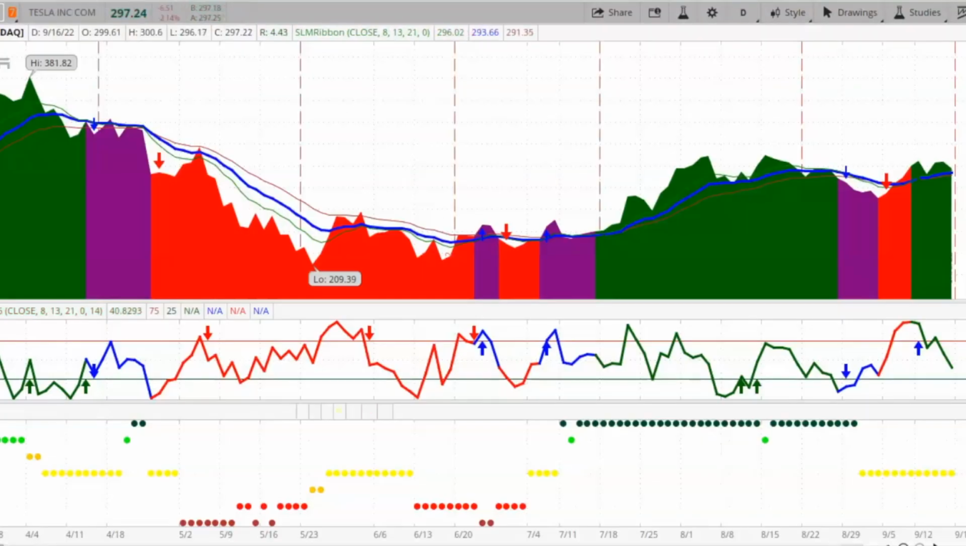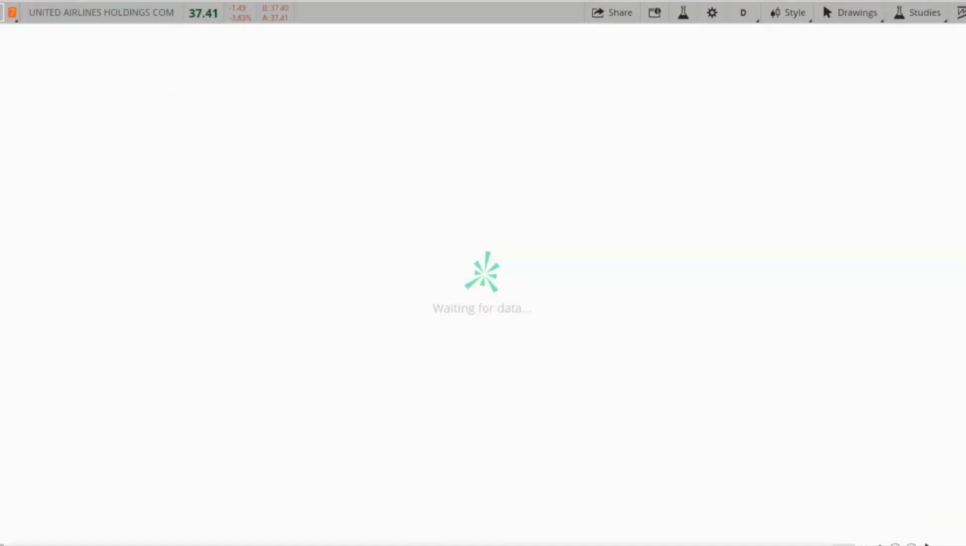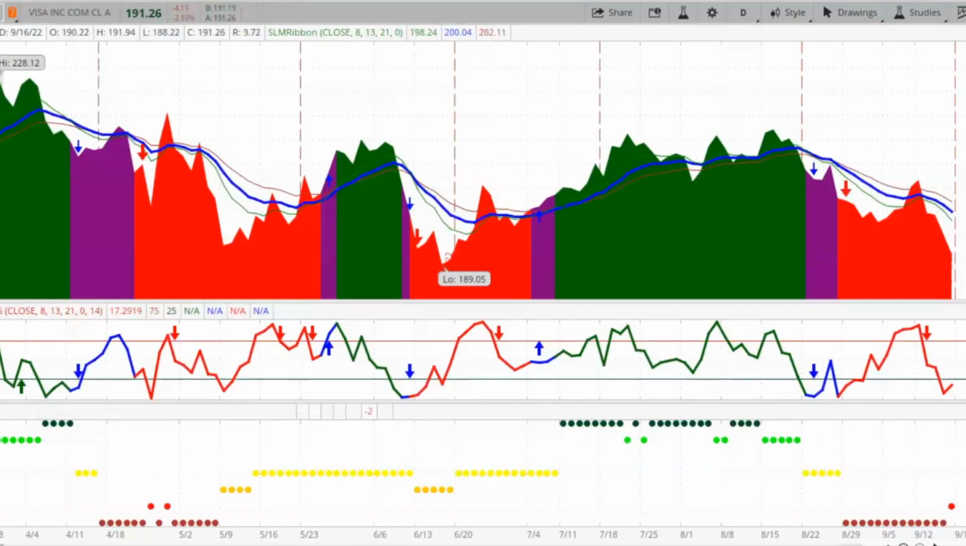Here is Tesla, TSLA, and look at that one is much stronger than some of the other in the group. Twitter looking positive, it's holding in there. United Airlines, that's even another airline that is looking strong. That has some positive indications there, as you can see, even with this market getting slammed. Here is Visa, negative, clearly negative.